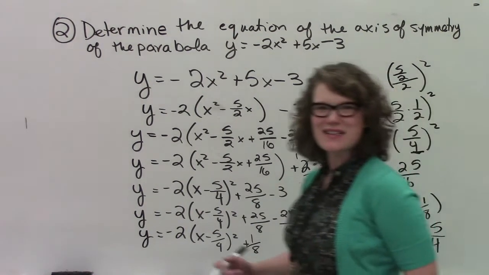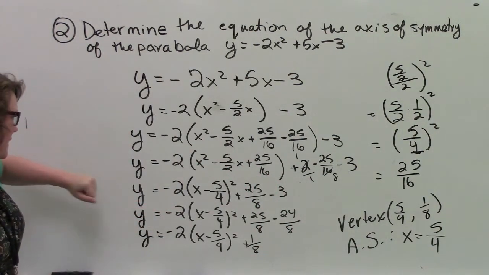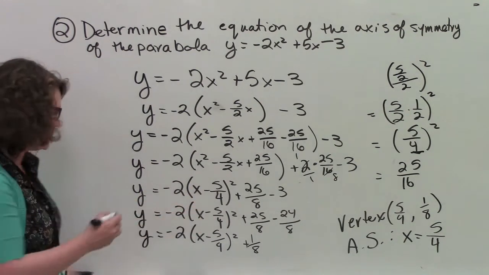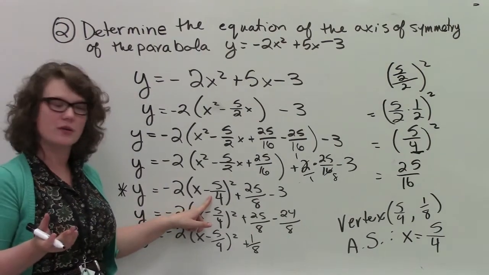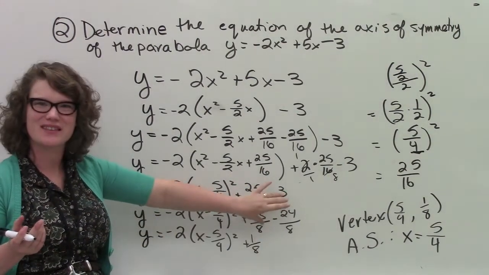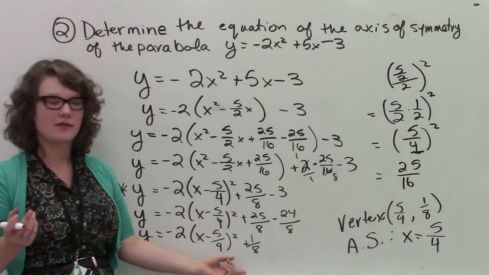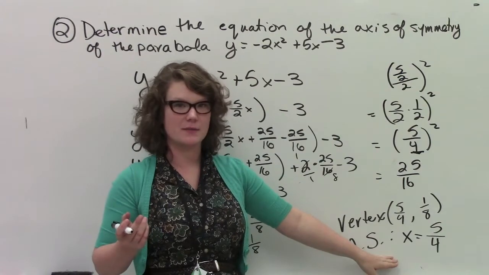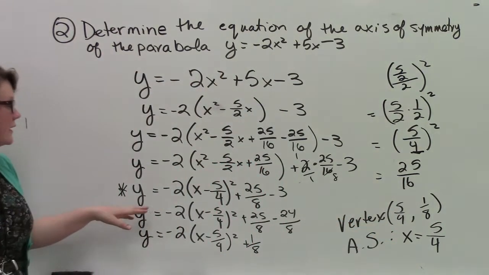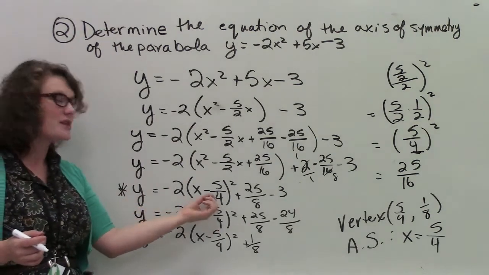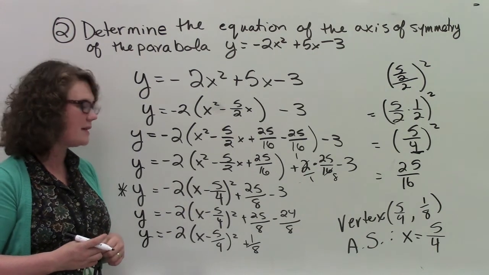Can I tell you something that's a little bit sad? We could have stopped right here, because at this point we know what the x-coordinate of the vertex is, and then we don't have to mess with this, okay? But the way that I did it is I did the entire thing, got it into standard form, and then from the vertex took the axis of symmetry. However, it is totally legit to stop right here and say, at this point I know for sure that the axis of symmetry is x equals 5 over 4.